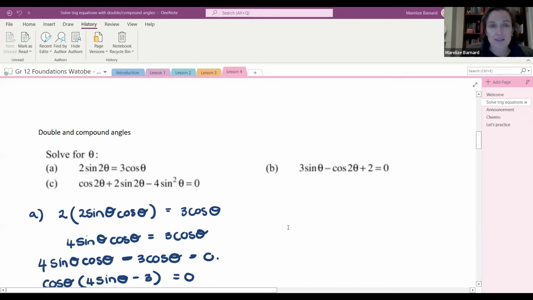Yeah, but you guys are welcome to take a screenshot of these 3 questions and go practice them. You just literally have to use your compound, and well, these are all double angle identities.